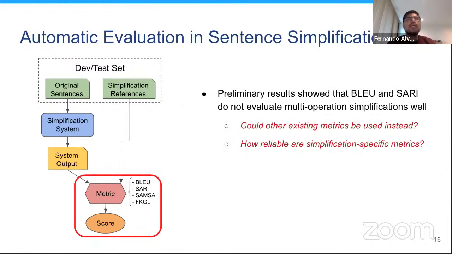Only those two were analyzed because those are the most popular ones in the area. However, could other existing metrics be used instead? And could they behave better? And in general, how reliable are the simplification specific metrics that we have?